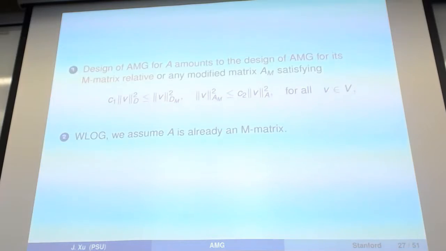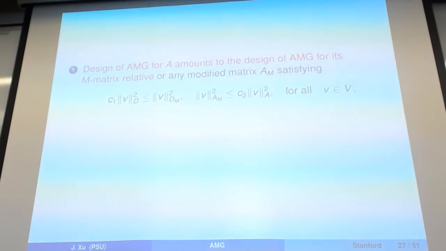So the idea is that you design an algebraic multigrid for it. Basically, when you design an algebraic multigrid for a given matrix, it doesn't have to be an M matrix. I really never say it is an M matrix. I call it any matrix with this property. Then I can proceed. But you only have to design algebraic multigrid for this modified matrix.